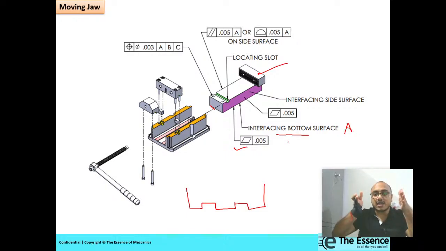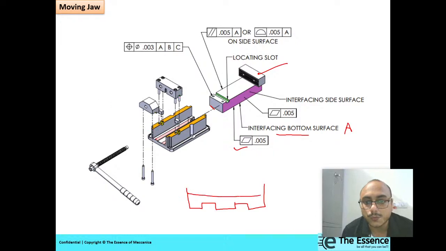Now the two side surfaces need to be controlled precisely, because they are going to fit within this width and will have some sliding motion there. Though there will be some tolerances, we want to control that. So we can provide flatness on those faces as well, on both sides. We can make this datum A, and then this is datum B.